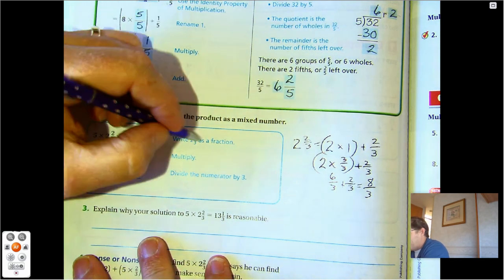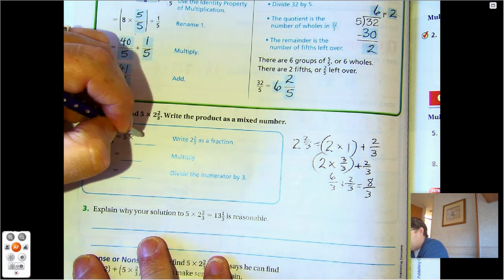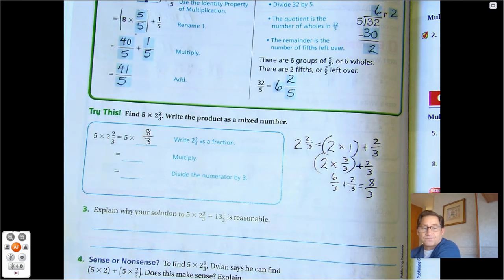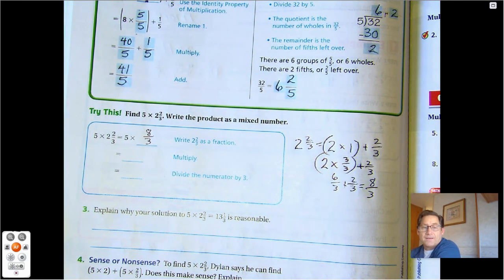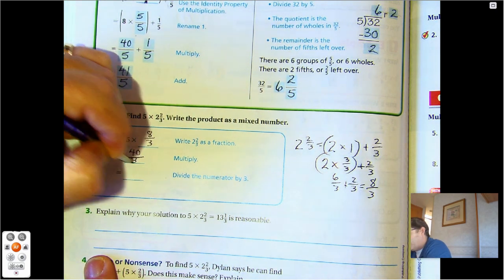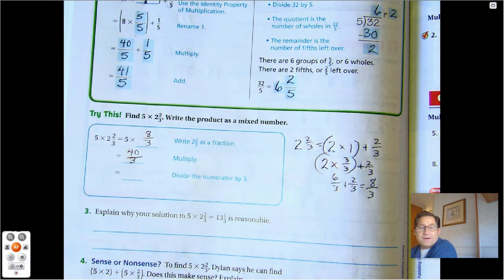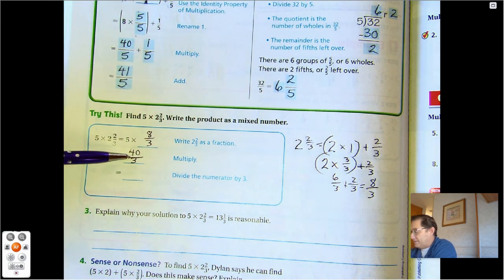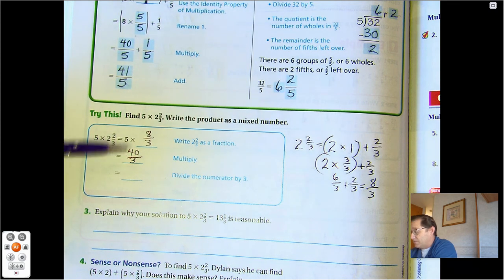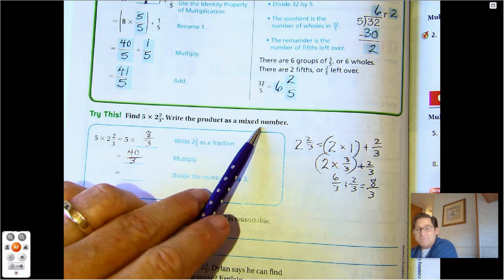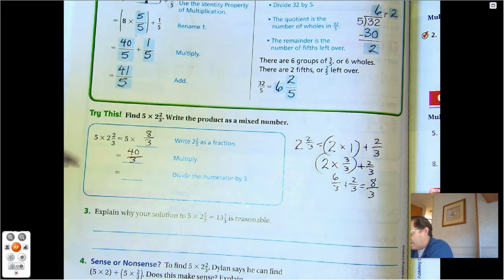So renaming 2 and 2/3 as a fraction is 8/3. 5 times 8 is 40/3. Okay, now, so we found the product of 5 and 2 and 2/3. It is 40/3. But then it says write the product as a mixed number. So now we need to divide.